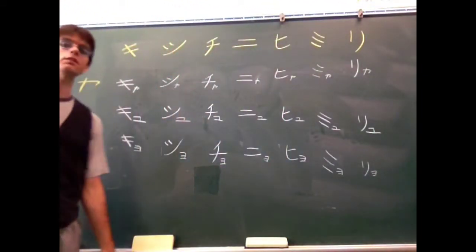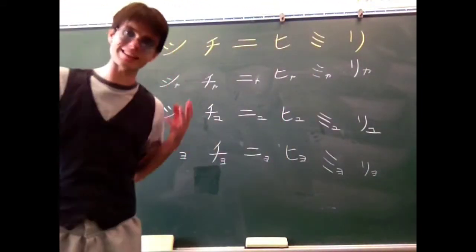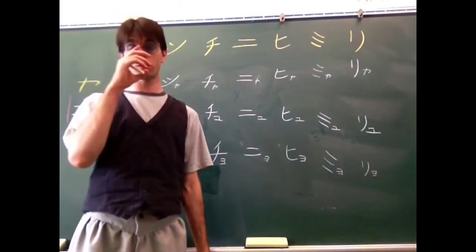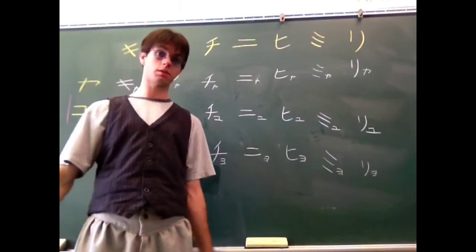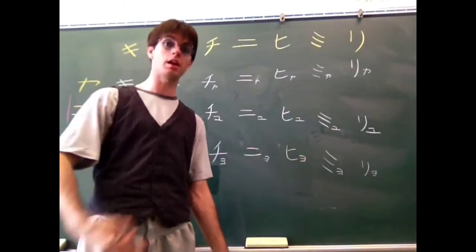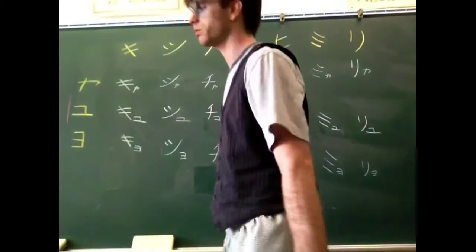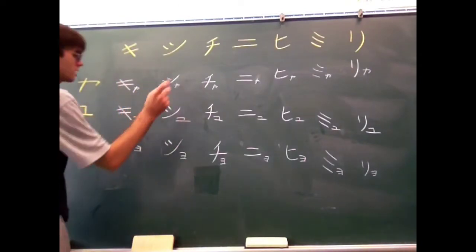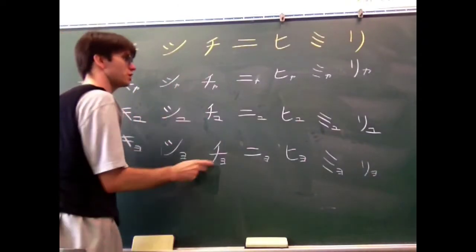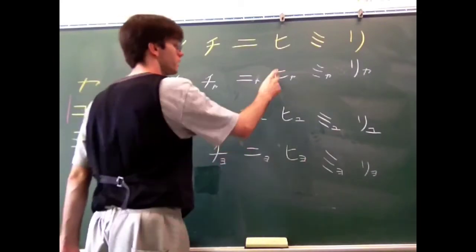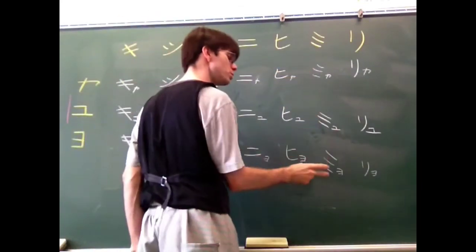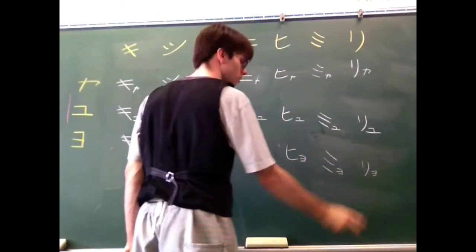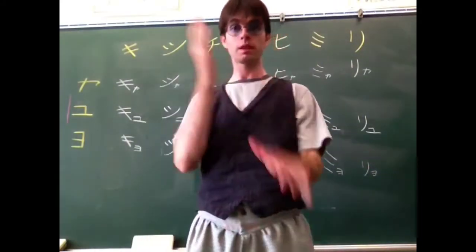Easy stuff. All of these are stuff that you already technically know. So I shouldn't have to go over them because you guys already know them. Because you're both lazy. You're lazy just like me. And so you don't really have to go through all the extra lecture and stuff. So we have kya, kyu, kyo, sha, shu, sho, cha, chu, cho, nya, nyu, nyo, hya, hyu, hyo, mya, myu, myo, and rya, ryu, ryo. Easy stuff.